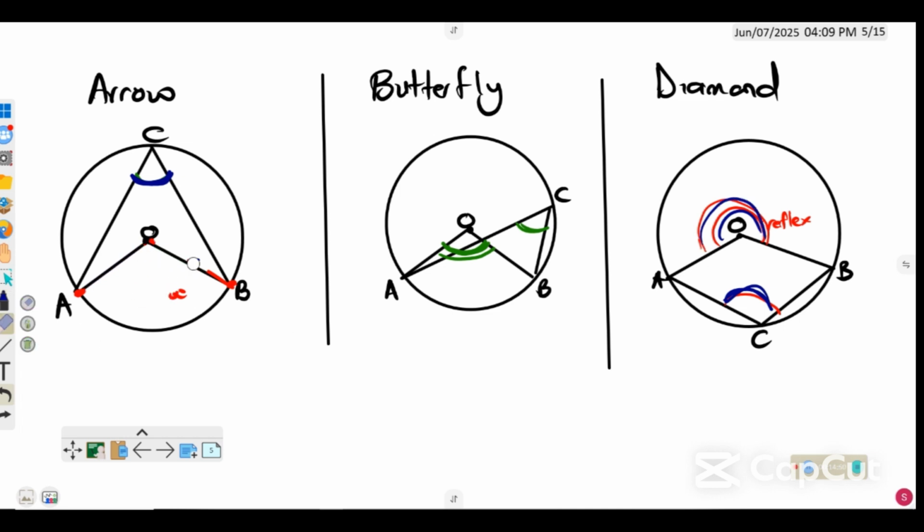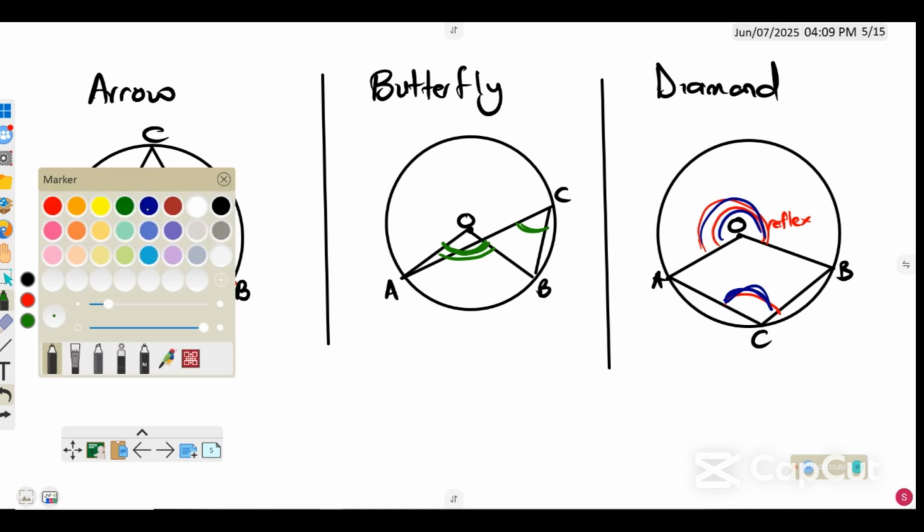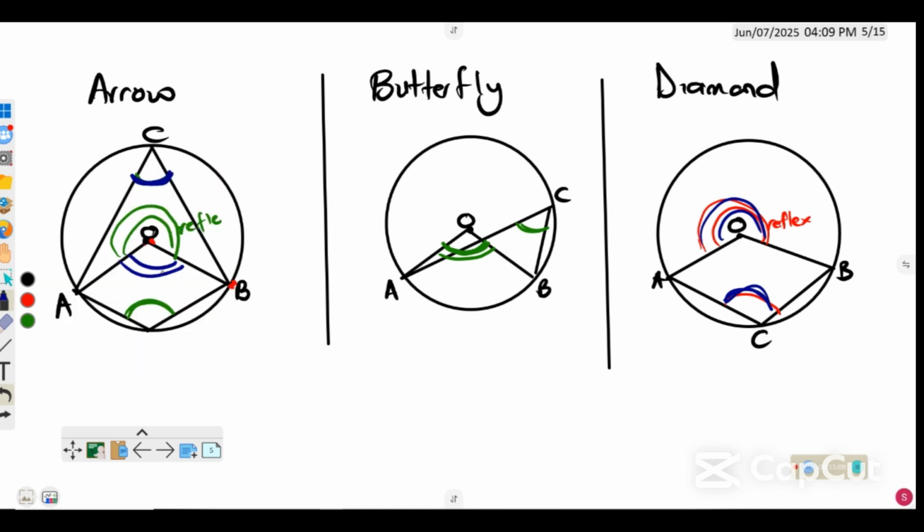We can combine, not the two theorems, we can combine the two situations for what? For the diamond and the arrow to get this, whereby this now is related to that. In fact, that one, the reflex, is twice that one. And then when you take below, you take below. So it's below and below, it's above and above, like that. I hope it makes sense. Then let us go into the application of this.